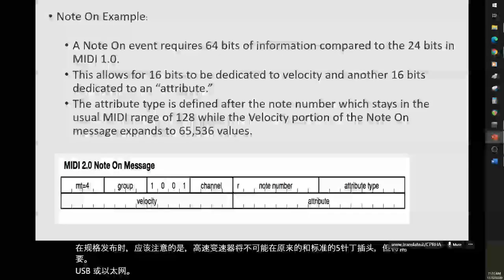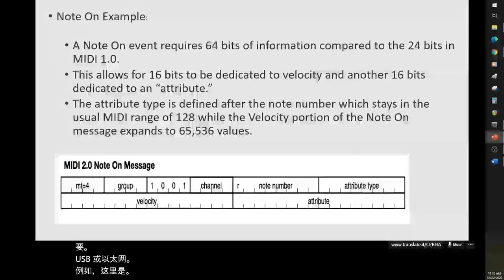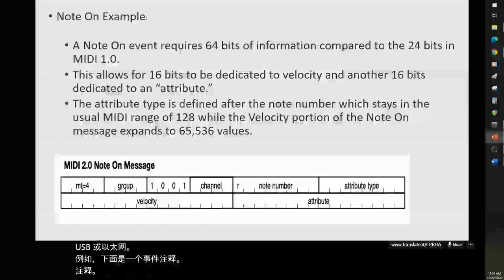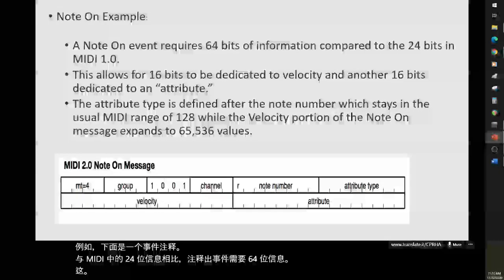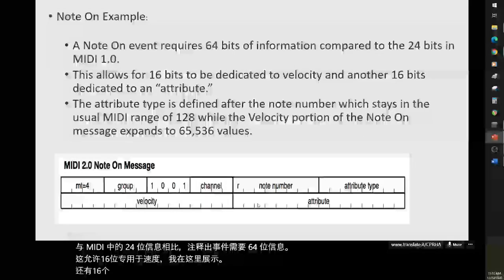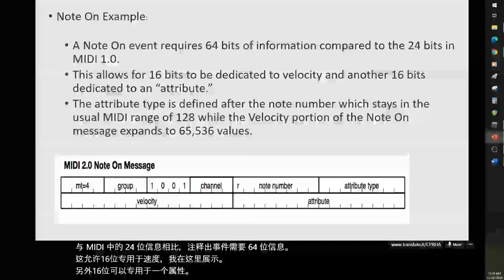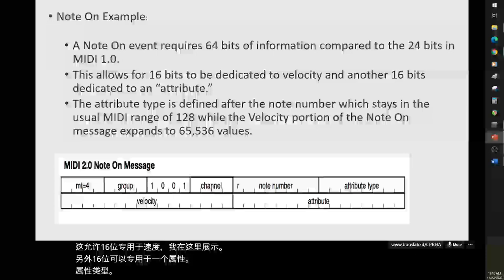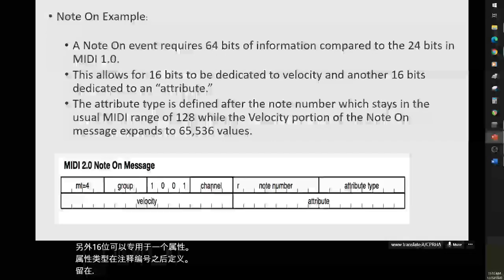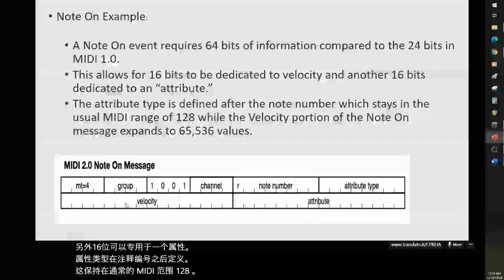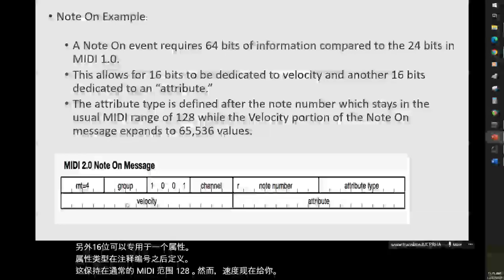As an example, here is a note on event. The note on event requires 64 bits of information compared to the 24 bits in MIDI 1. This allows for 16 bits to be dedicated to velocity, which I'm showing you here, and another 16 bits can be dedicated to an attribute. The attribute type is defined after the note number, which stays in the usual MIDI range of 128. However, velocity now gives you over 65,000 values.